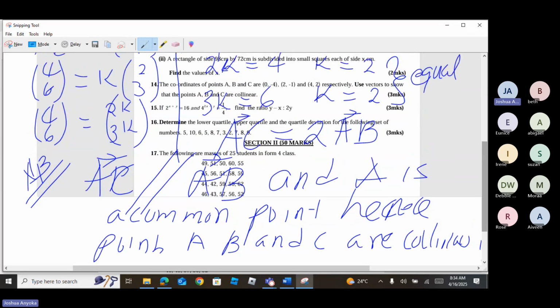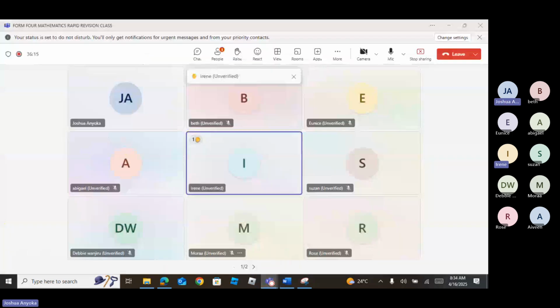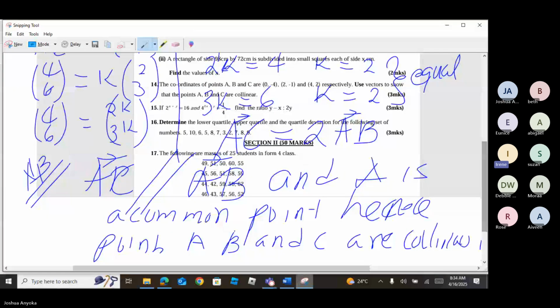Are you getting the process? By the show of hands, Irene, I can see your hand is up. Okay. Excuse me, Cha. Yes. Cha, I'm asking, here we have 2k is equal to 4 and 3k is equal to 6, then you wrote k is equal to 2 and k is equal to 2, but the first is 2 and the second is 3. Cha, why do you say they are all equal?